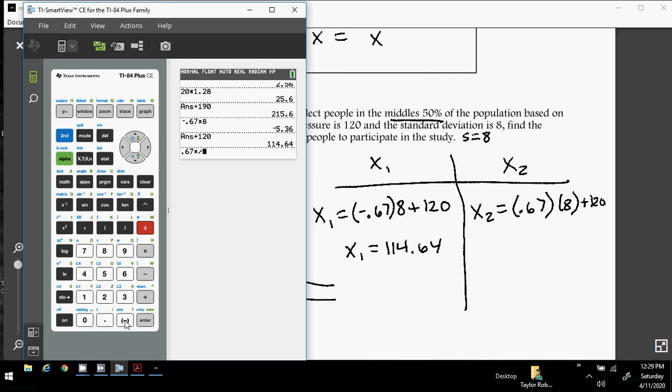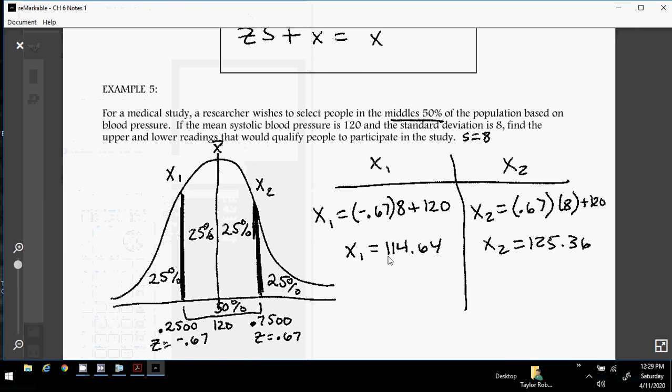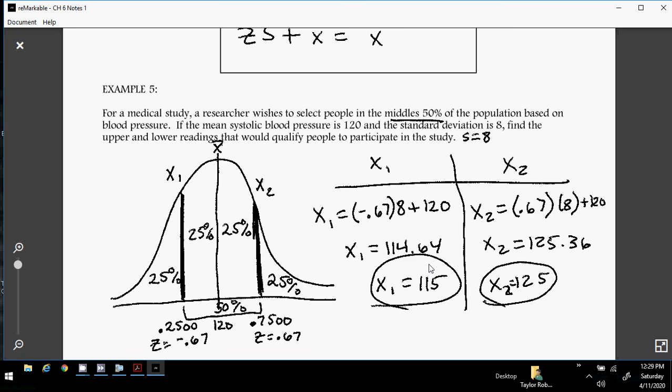That's not 8, guys. Plus 120, and we get 125.36. Now, for blood pressures, normally they're whole numbers. We're not doing decimals, so we could make this 115 and 125. So our upper and lower readings are 115 and 125.